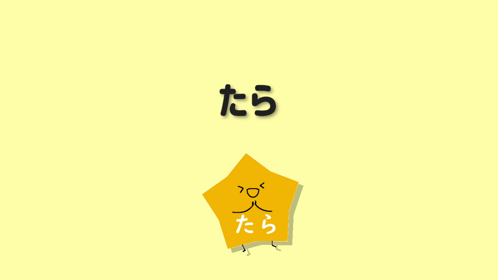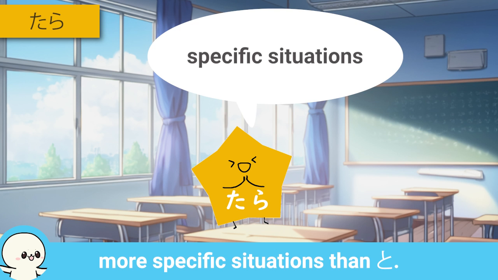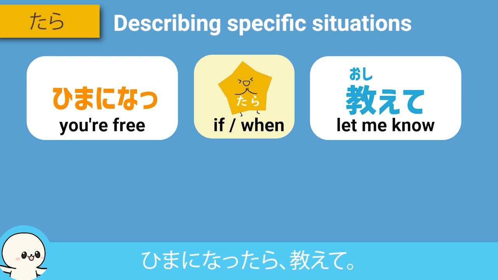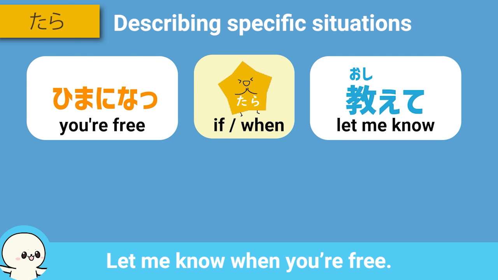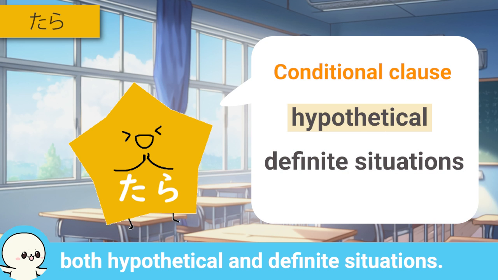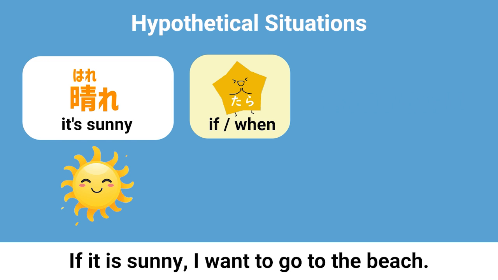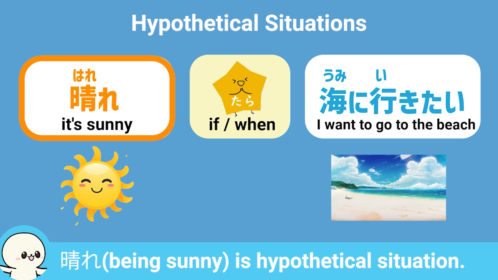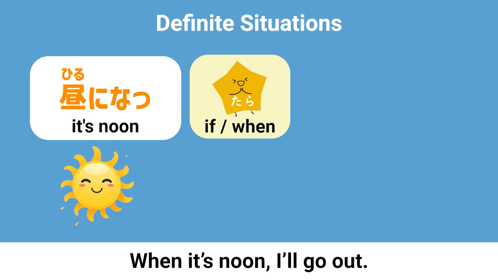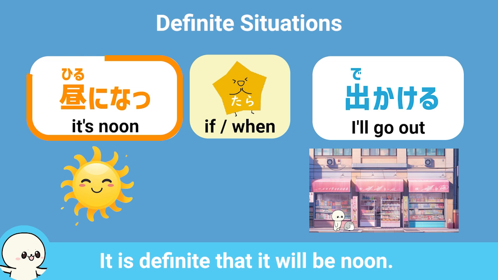Next up, たら. たら is used to talk about more specific situations than と. 暇になったら教えて. Let me know when you are free. With たら, conditional clauses can cover both hypothetical and definite situations. 晴れたら海に行きたい. 晴れ is a hypothetical situation. Another example. 昼になったら出かける. It is definite that it will be noon.